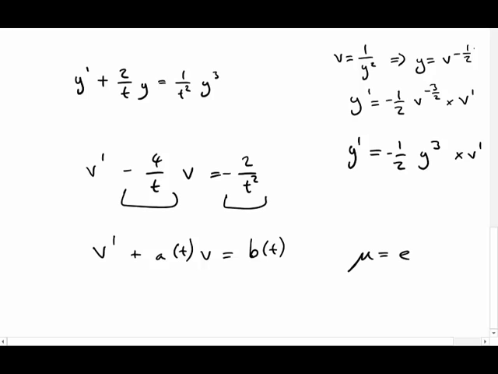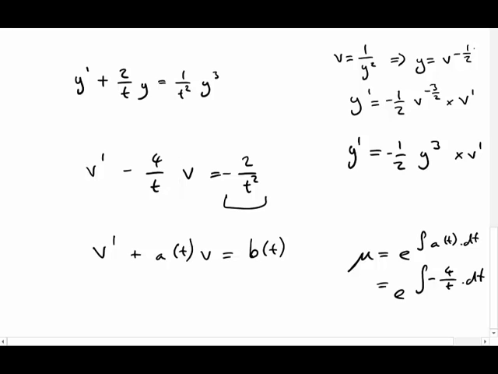And the integrating factor is just e to the integral of whatever this coefficient in front of my function is. No derivatives or anything, just my plain old function v. So my a of t with respect to t. Well, what is my a of t? It's minus 4 over t, because that's the coefficient in front of v. This is e to the integral of minus 4 over t with respect to t.